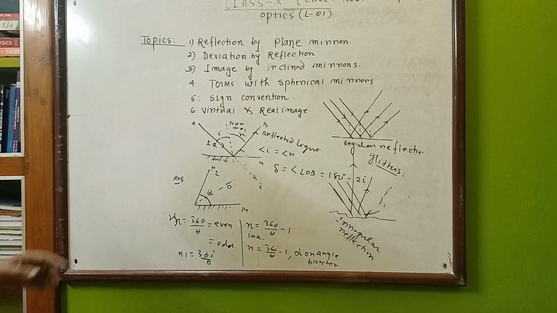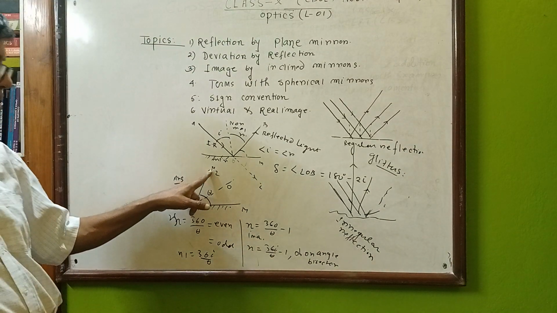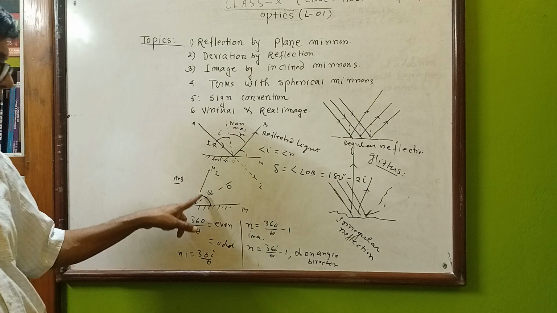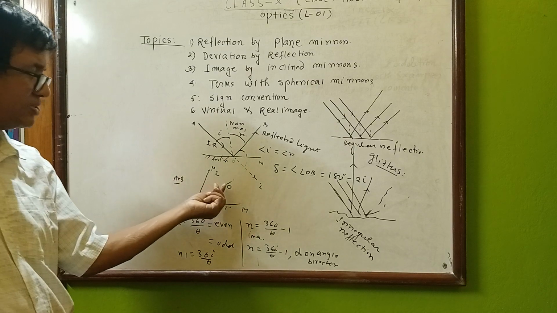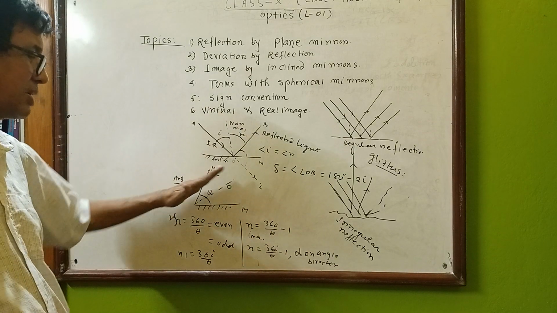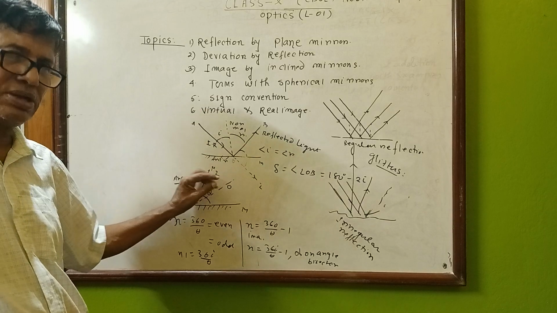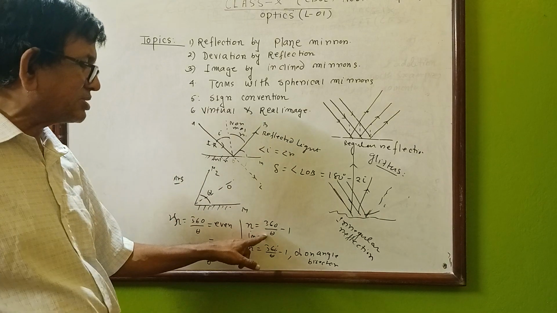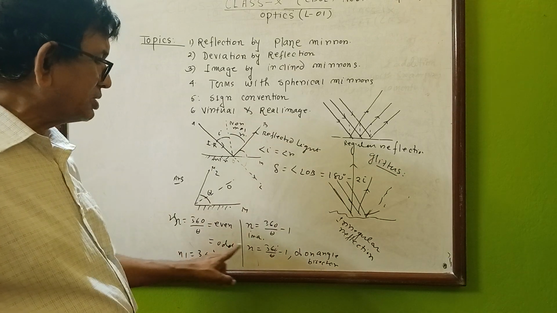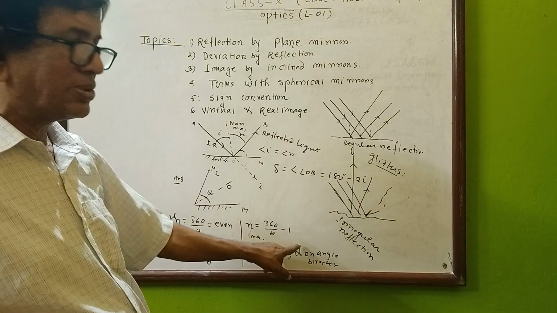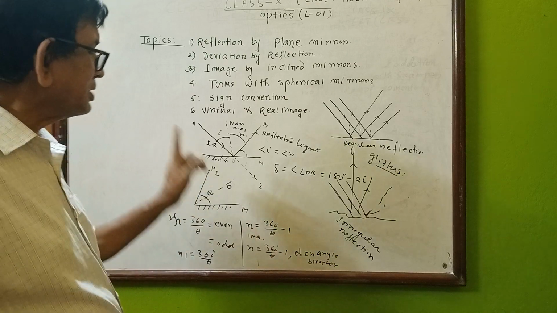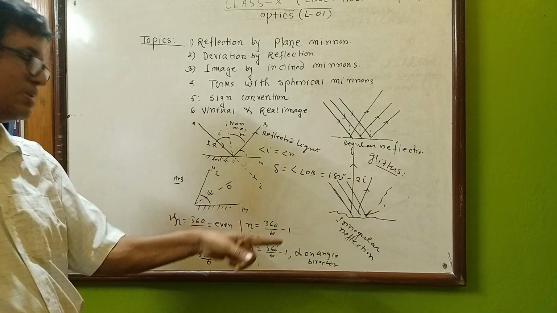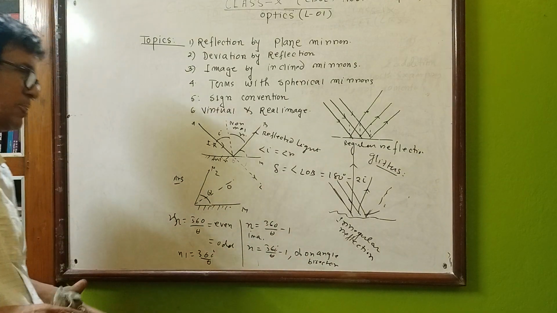Again I am telling, two plane mirrors inclined at angle theta, and any object placed. This object can be placed on the angle bisector or not on the angle bisector, any position. If 360 by theta is even, the number of images is 360 by theta minus 1, and it is the same result if the object is on the angle bisector. If the object is not on the angle bisector, then it will be 360 by theta.